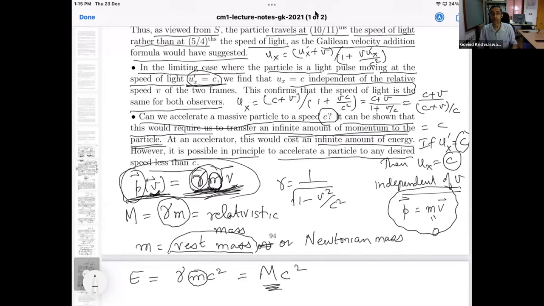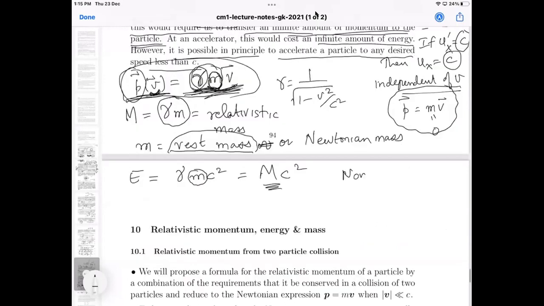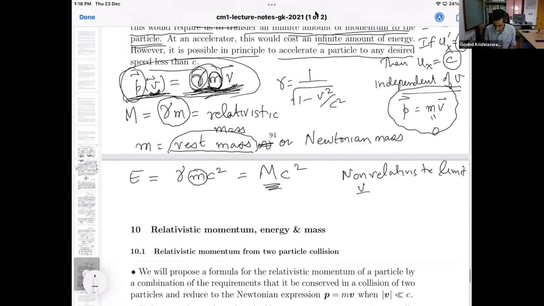Any other questions? Yes, sir. I had a question about what exactly we mean by non-relativistic limit. Sir, so in such a condition, do we assume that C is finite and V is just much smaller than C, or do we assume C goes to infinity?